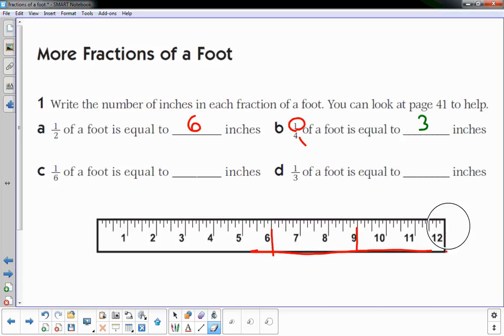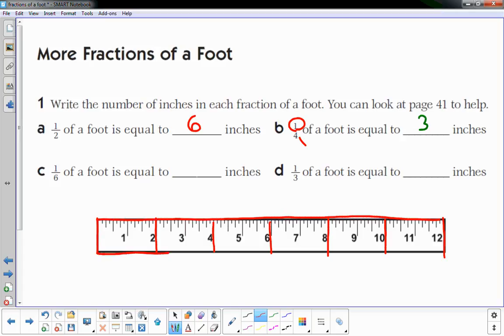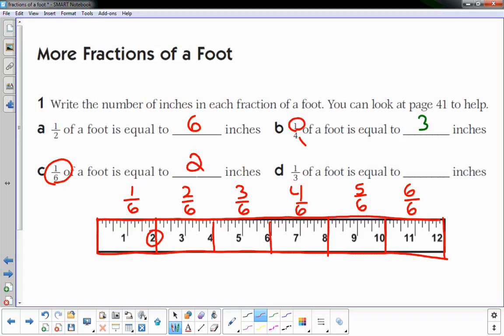C. 1/6. I'm going to break it up into 6 equal pieces. I believe if I go every 2, I should be able to figure that out. This would be 1/6. This would be 2/6, 3/6, 4/6, 5/6, 6/6. And this one's asking for 1/6. It's equal to 2 inches. I'm going to let you figure out D.